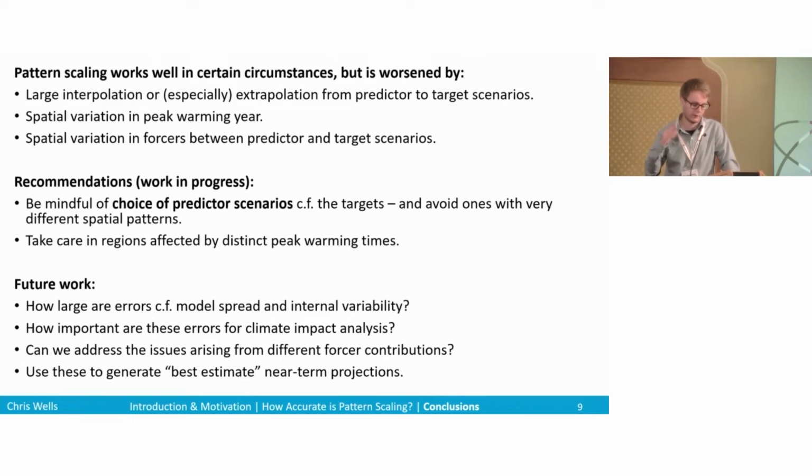And so in terms of future work, like I mentioned, looking at the errors compared to internal variability, how important these errors are in terms of impact analyses, and can we address some of these? There's some interesting work in the literature about potentially taking some of these things into account, which I'd like to expand on, and then ultimately using these to generate some best estimate near-term projections.